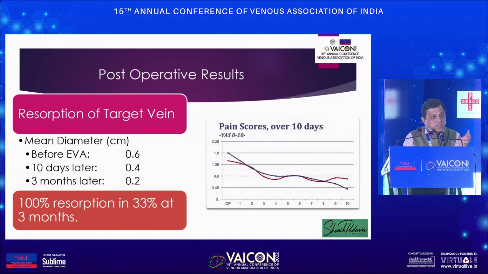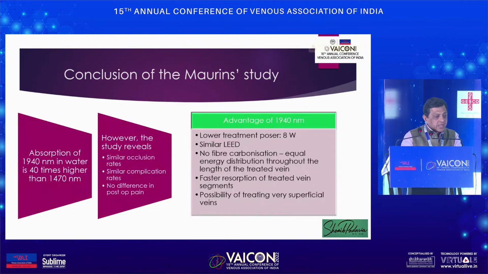Not only that, if you see the resorption of the vein, that is the diameter of the vein when you do ultrasound later, he found that before EVLA, the average size of the vein was 6 millimeters, 10 days later, it had gone down to 4 millimeters, and 3 months later, it was just 2 millimeters. Having said that, in 1/3 of his patients, at 3 months, there was 100% resorption of the vein, which means that when you do a sonography at 3 months, there is no vein seen at all.